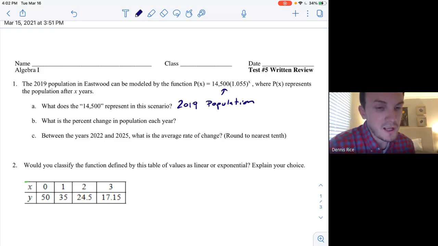What is the percent change? There's a lot of answers here. We could say 105.5, we could say 0.055. There's a lot. We know to look in the parentheses, but what exactly do we pull out?